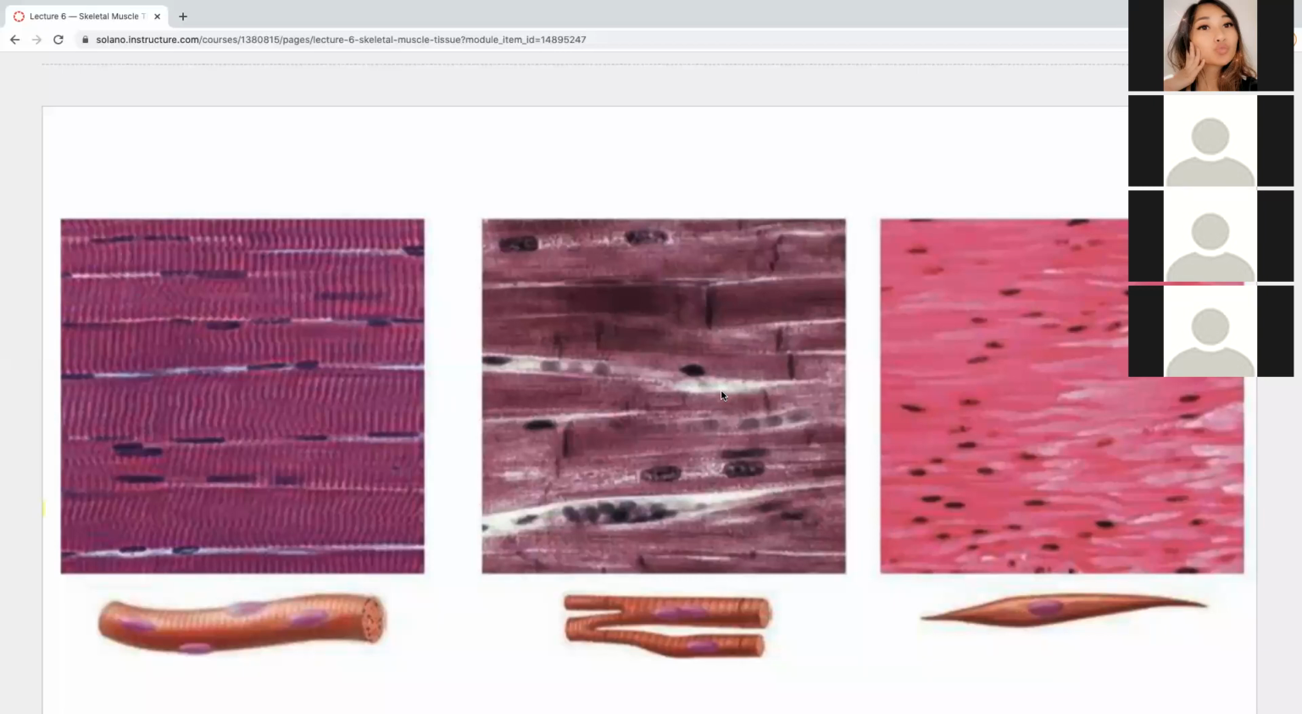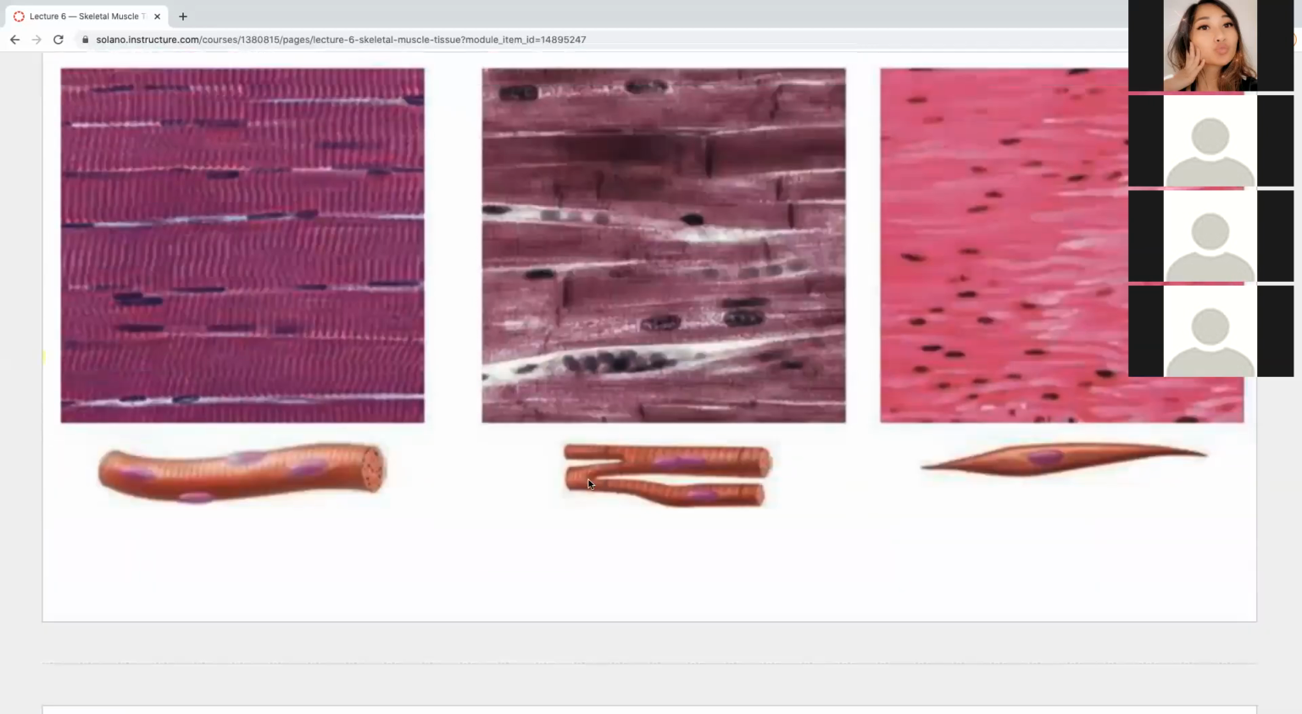There are only 4 types of tissue in our body. Number 1 is epithelial tissue. Number 2, connective tissue. Number 3, muscle. And number 4, nervous tissue. So only 4 types of tissue in our body: epithelial tissue, connective tissue, muscle tissue, and nervous tissue. So this is one form of body tissue.